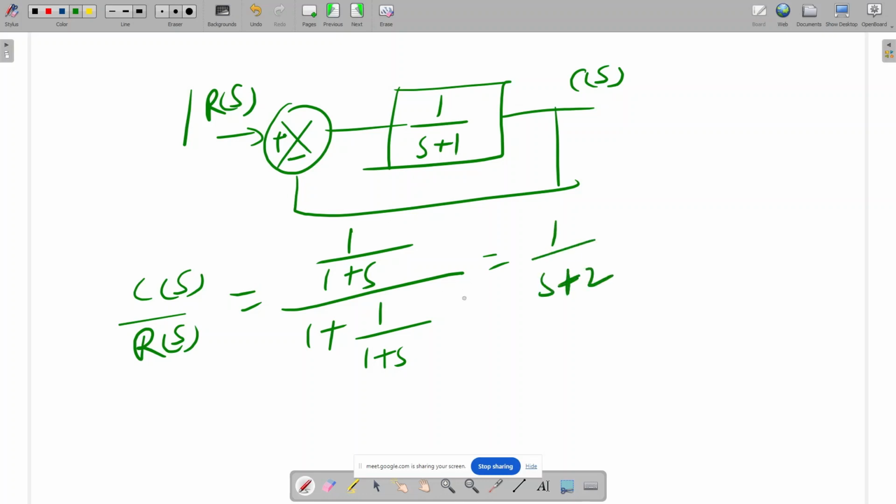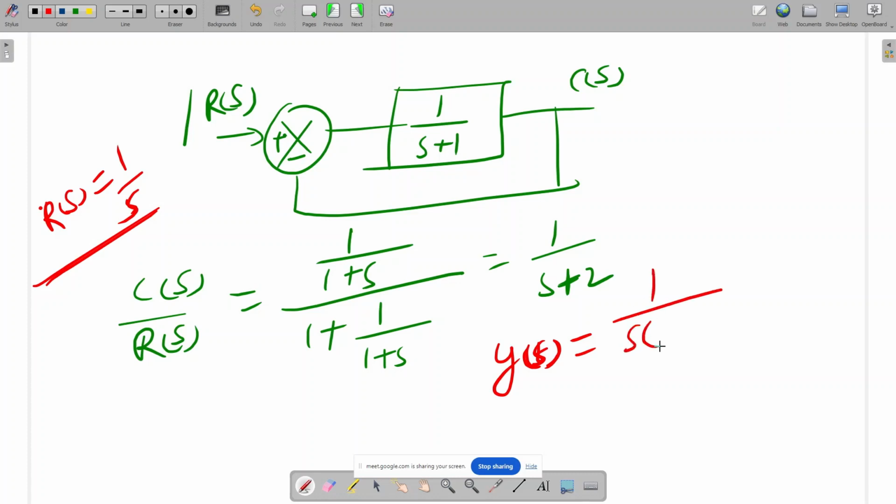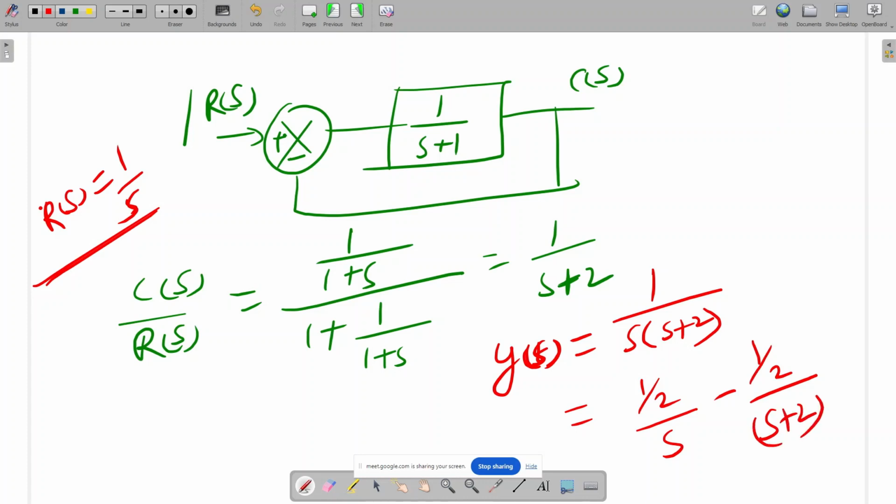If I am applying a step input, R of s is equal to 1 by s. So what is the settling time here? Let's write the output. Y of s is equal to 1 by s into s plus 2. If we factorize this, at s equal to 0 this will be 1 by 2 upon s, and at s equal to minus 2, minus 1 by 2 upon s plus 2. Is it correct? Yes, sir.